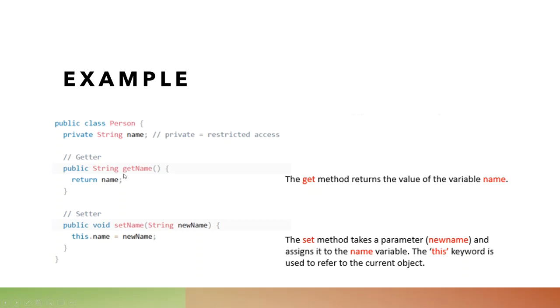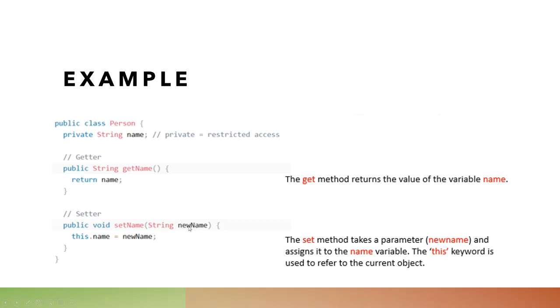From the word itself, it's getting some value from the variable name. We also have here setName, which will set a value to the variable name. From here, it is again public in order for us to access the data inside the private variable. The get method returns the value of the variable name. The set method takes a parameter, newName, as you can see here.